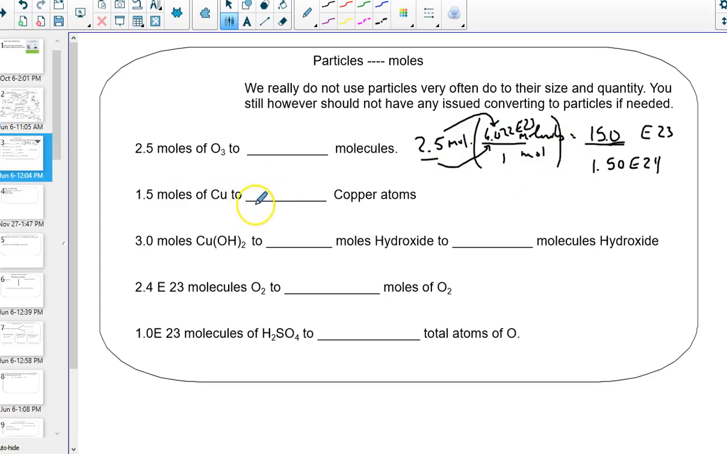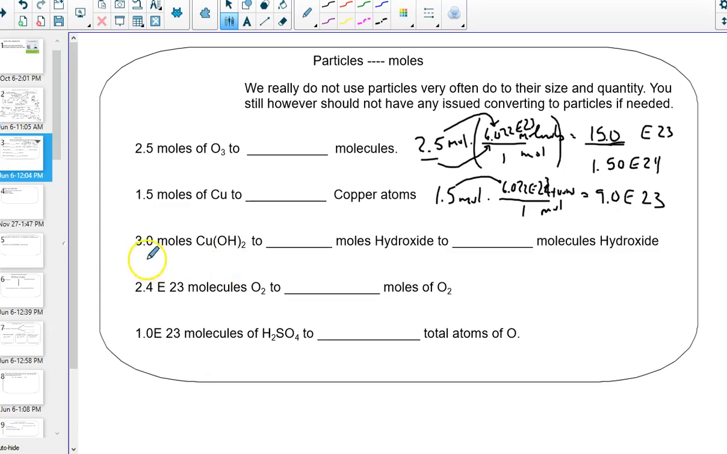1.5 moles of copper atoms to copper atoms. Okay, so 1.5 moles. Get rid of moles and go to atoms, which happens to be the type of particle we're looking at here. 6.022 E to the 23rd. Again, 1.5 times that value is 9.0 E to the 23rd.